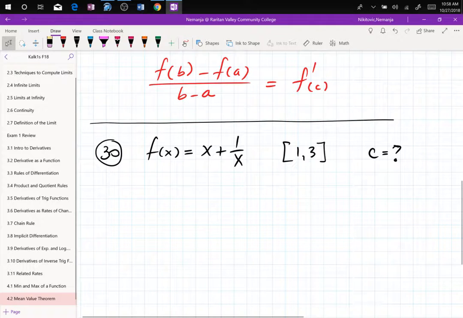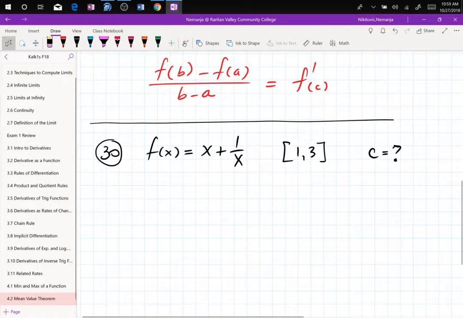So is x continuous from 1 to 3? Yes, x is continuous anywhere from negative infinity to positive infinity. Is 1 over x continuous from 1 to 3? The answer is yes. The only discontinuity that 1 over x has is at 0, but 0 is not in our interval here. The way to break this theorem is to put negative 1 to 3. Negative 1 to 3 would involve the vertical asymptote. The function is discontinuous there, and then the conditions for our mean value theorem fail, so the answer you get is going to be wrong.